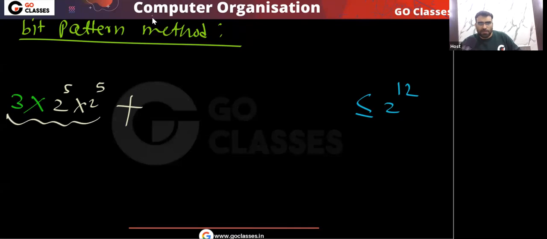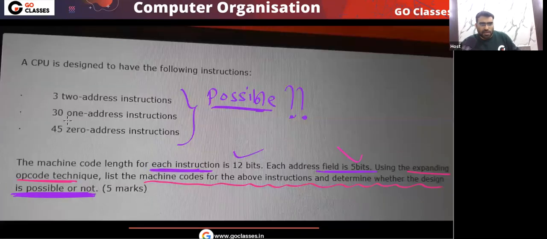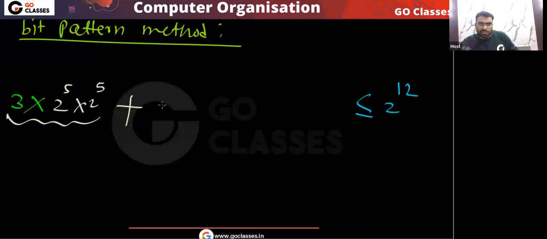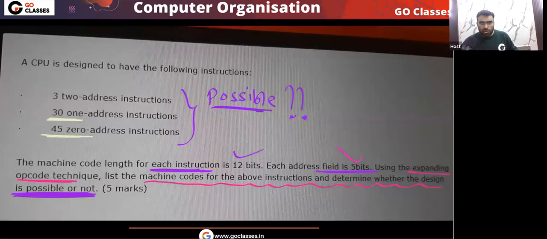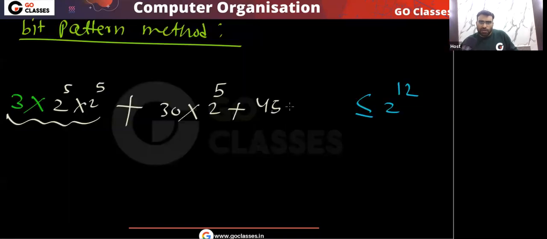Plus you have 30 1 address instructions. A particular 1 address instruction will consume 2 power 5 bit patterns. Plus 45 0 address instructions. A particular 0 address instruction will consume only 1 bit pattern, right? Yes or no? So this is the point.